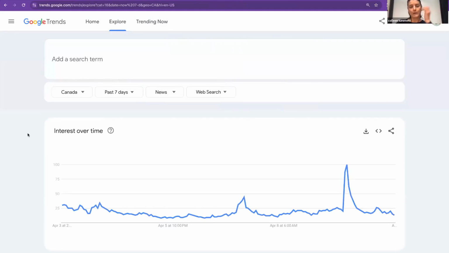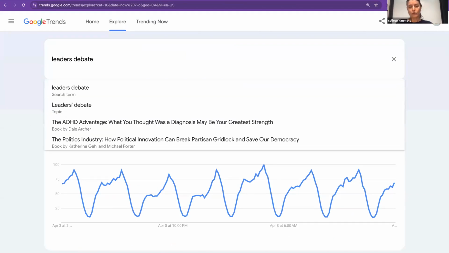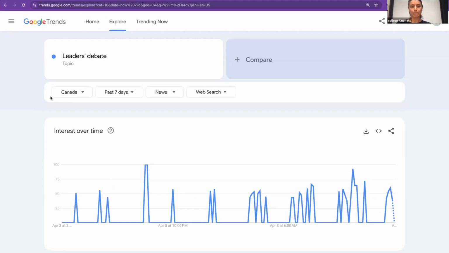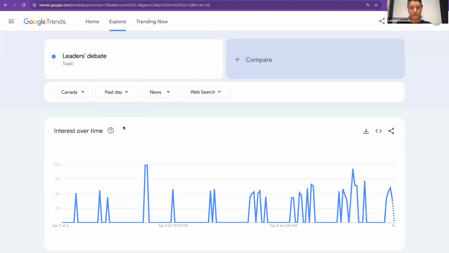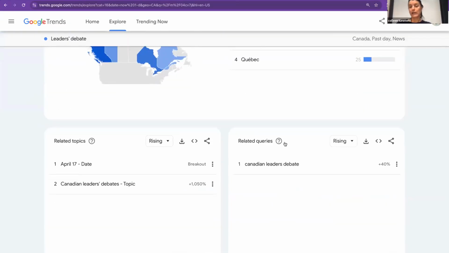So if I wanted to see what was trending in relation to a debate, let's say there's a major leaders debate, I would set my search topic to leaders debate in Canada. If the debate was today, I would set my settings to today, and then I could look at related queries to see what is coming up during the debate.